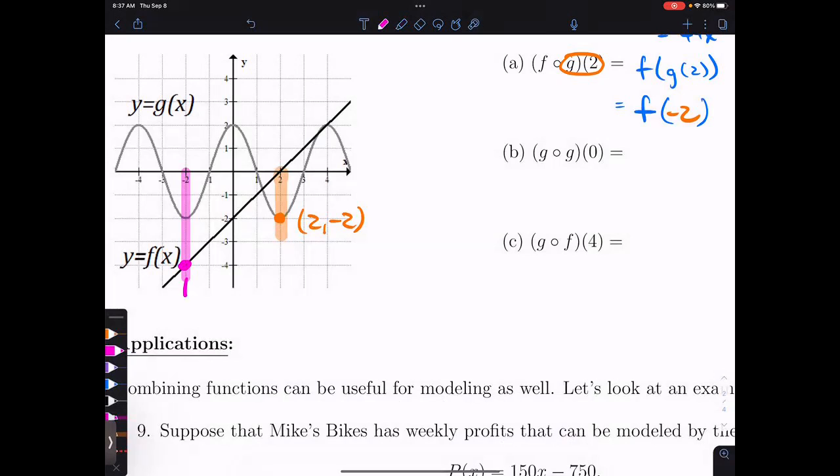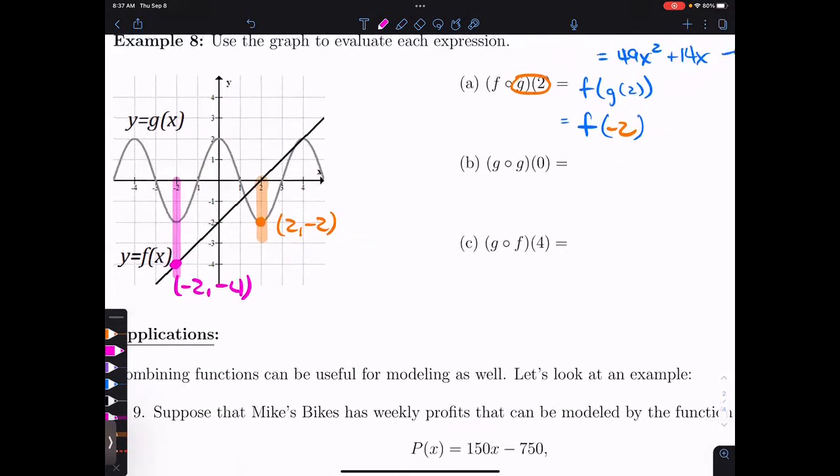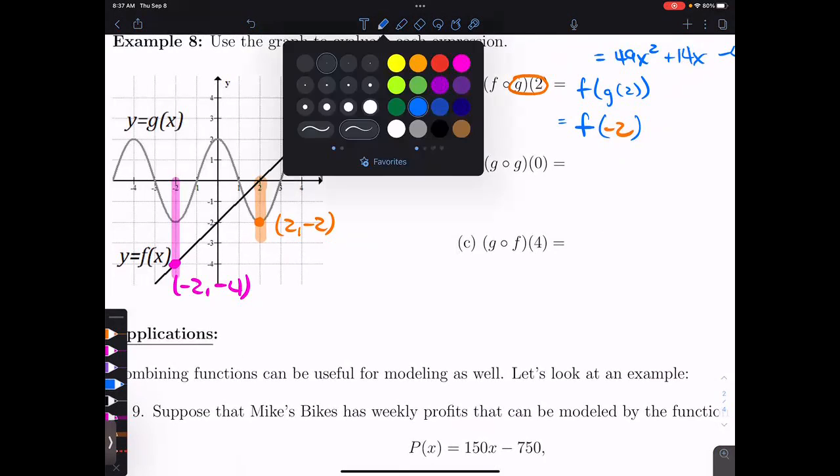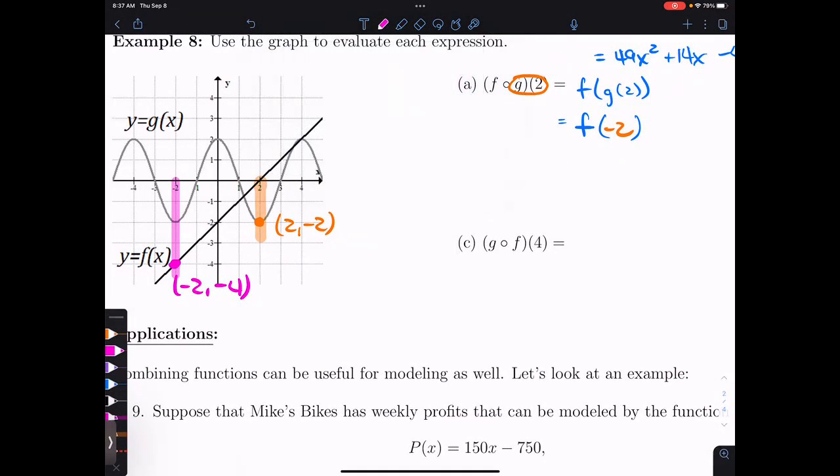F passes through -2, -4. So f of -2 is -4. That'd be the answer then.